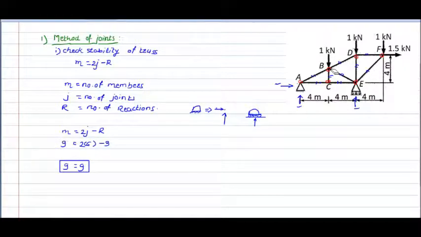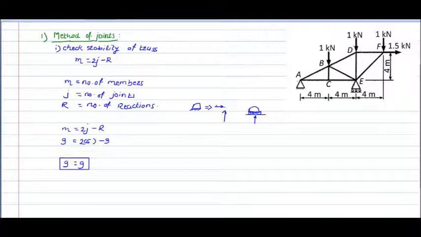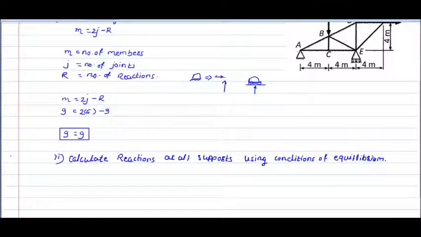We are checking this stability because for solving this problem we are generally going to use conditions of equilibrium. Now the second step: we calculate the reactions. Once we are done with the stability check, the second step is to calculate reactions at all supports using conditions of equilibrium. We are going to use these conditions of equilibrium for the whole truss, so in brackets you can write down, for whole truss.